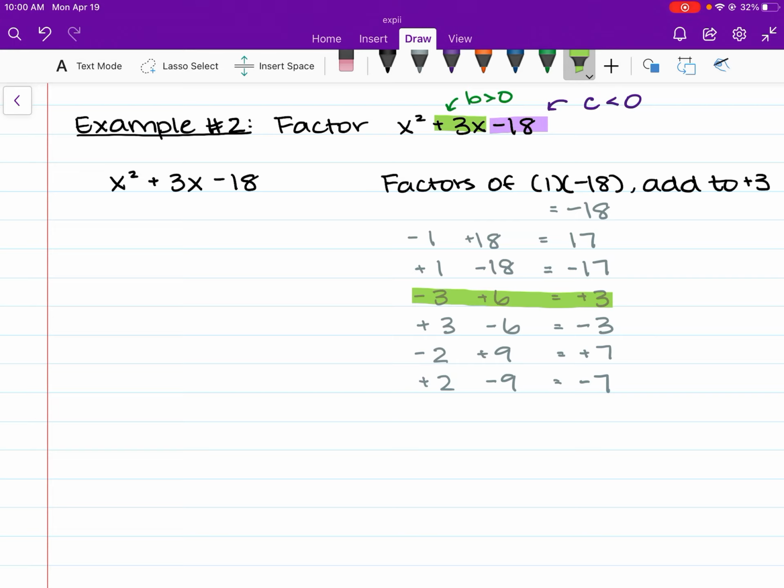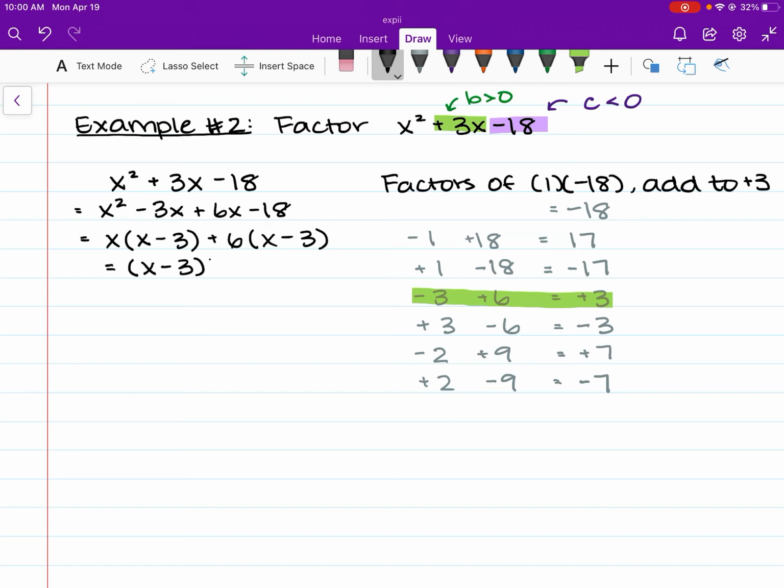So let's split up this b value. We're left with x squared minus 3x plus 6x minus 18. Incredible. And so we're going to factor as usual. We're going to factor out an x. So we're left with x minus 3. Here we're going to factor out a positive 6. So we're left with x minus 3. We're going to factor out this x minus 3. So we're left with x plus 6. And there we have it.